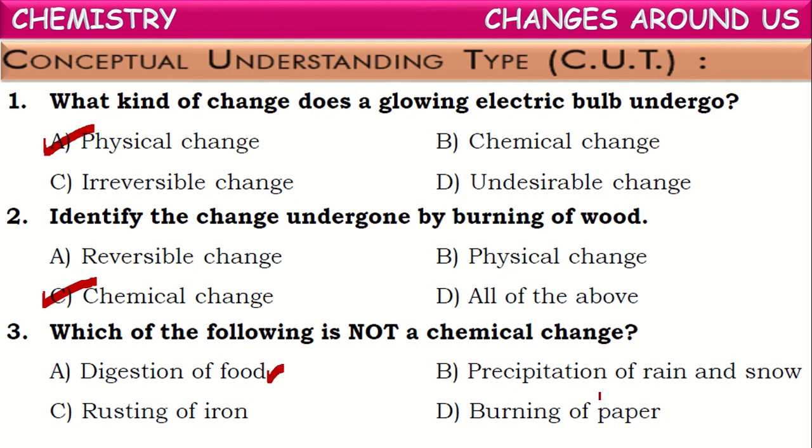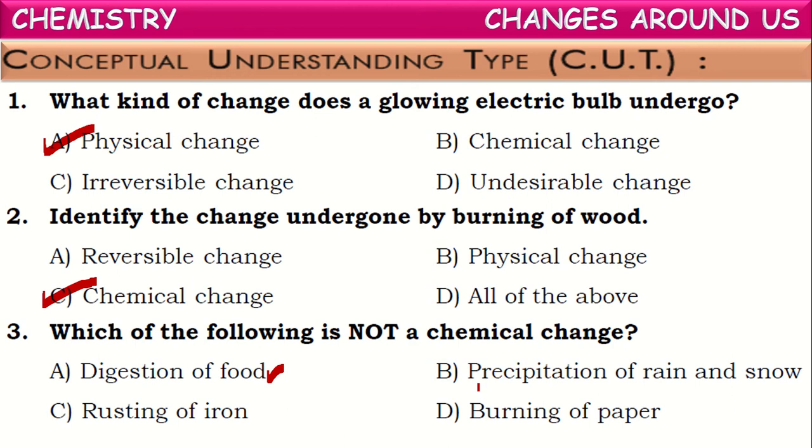What about precipitation of rain and snow? In the precipitation of rain and snow, the water vapor present in the clouds converts into liquid form. So those liquid droplets of water will come down just like the rain. So there only the state of the substance is changing from gaseous state to liquid state, but the molecular composition of water remains the same in both cases. In the cloud form or in the raindrop form, the molecular composition of water will be the same, that is H2O. It won't be changed. Only there is a change in physical state.